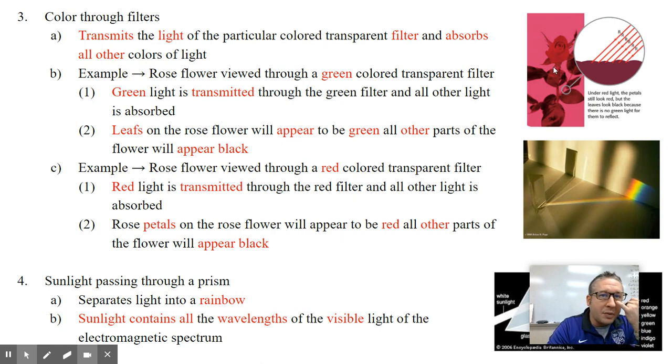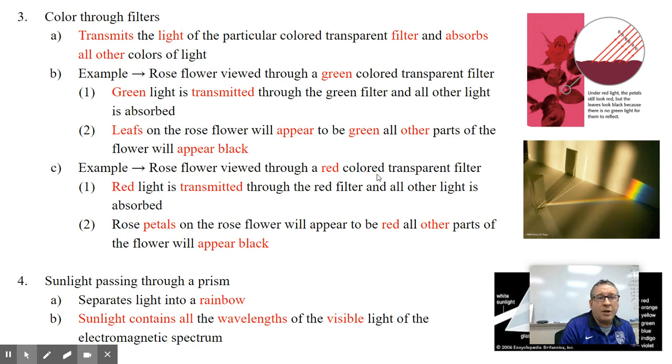And we see that example here, okay, where we're shining light through a red light filter. That red light filter is going to absorb pretty much all of the other wavelengths except the red light. The red light is going to strike the flower and the rose petal. It's still going to reflect that red light, but everything else on the plant is going to appear to be black.